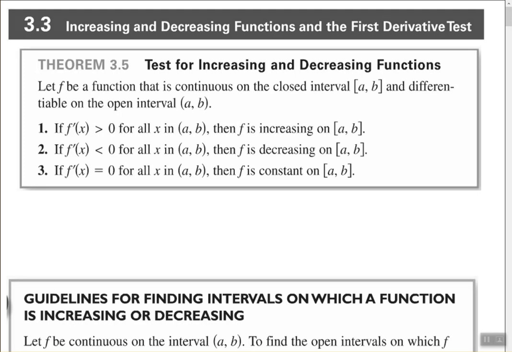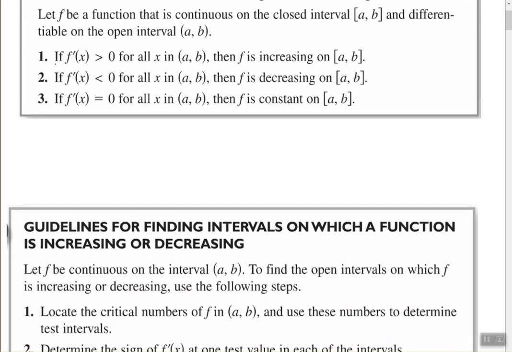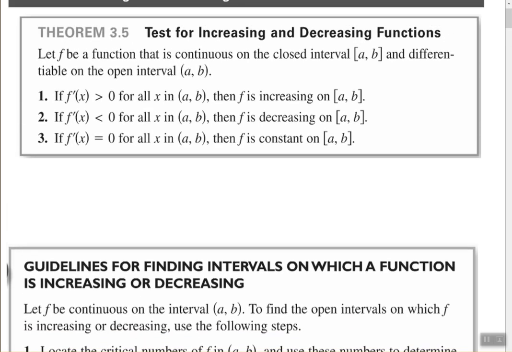If f prime of x is less than 0 for all x in the open interval, then f is decreasing on the closed interval. And if f prime of x is equal to 0 for all x in the open interval, then f is constant on the closed interval. If you need to write that down, you might want to pause the video right here and write theorem 3.5 down.